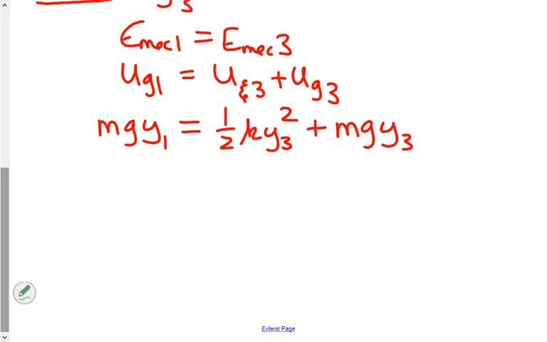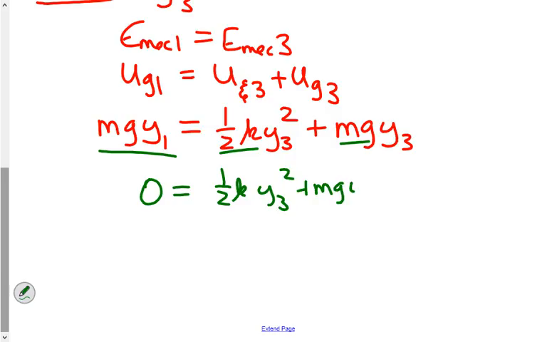Okay. So, we know everything on this side, right? We know what K is. We know what mg is. But what I don't know is y3. So I've got 0 is equal to 1/2 K y3 squared plus mgy3 minus mgy1. But remember, this is just a number. So, what am I going to have to do to find y3?